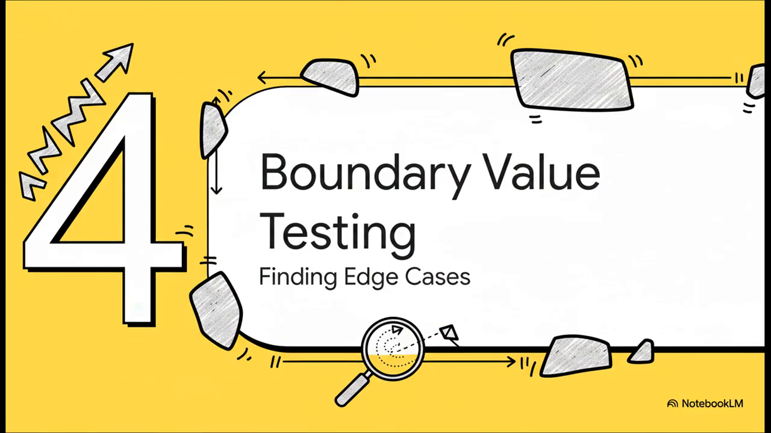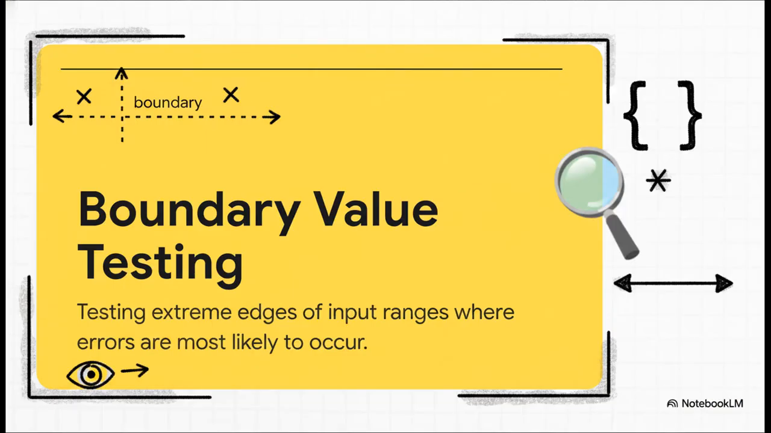Okay, Section 4, boundary value testing. This is where we find the really sneaky stuff. Boundary value testing means you are explicitly testing the extreme edges of input ranges. Why? Because developers are human, and they make mistakes right at the edges of their logic. They might accidentally type less than in the code instead of less than or equal to. By hovering right on that boundary line, we expose those hidden logic bugs instantly.